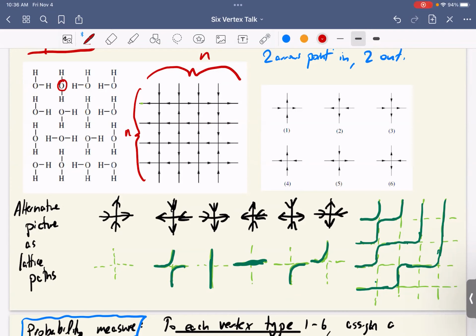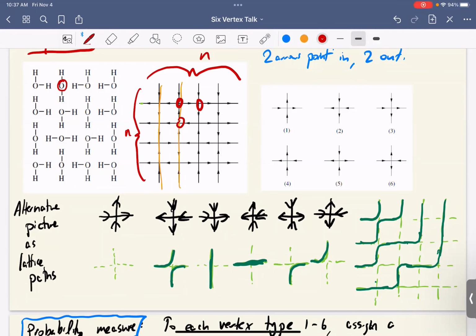Often, instead of drawing hydrogens and oxygens, we can just draw a square lattice here and draw arrows on the edges of the lattice. So I'm imagining that there's an oxygen at each vertex of this lattice, and there's a hydrogen on each edge. And if there's a bond between the hydrogen and the oxygen, then I draw an arrow toward that oxygen.